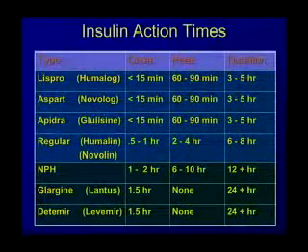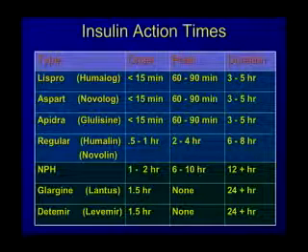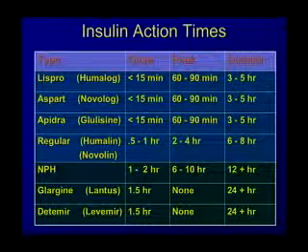Previously, if you go back a decade or more, you're going to see that everyone used regular and/or NPH. Regular, the problem was its peak action was in 2 to 4 hours, and in fact, blood sugar peaks in about 1 to 2 hours after a meal. It didn't match. So people would have high blood sugar after the meal, the insulin would finally kick in, and then unfortunately it lasted way too long.